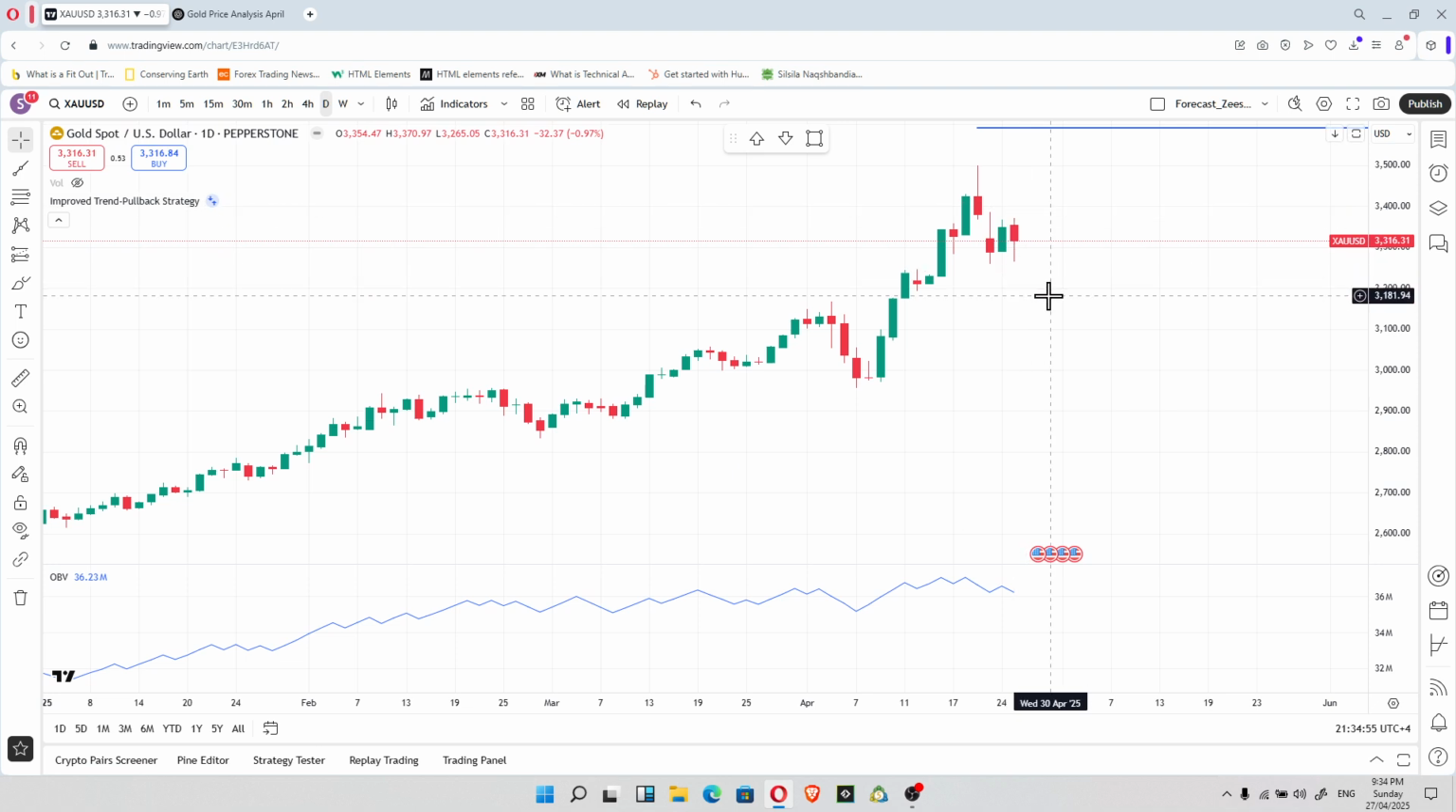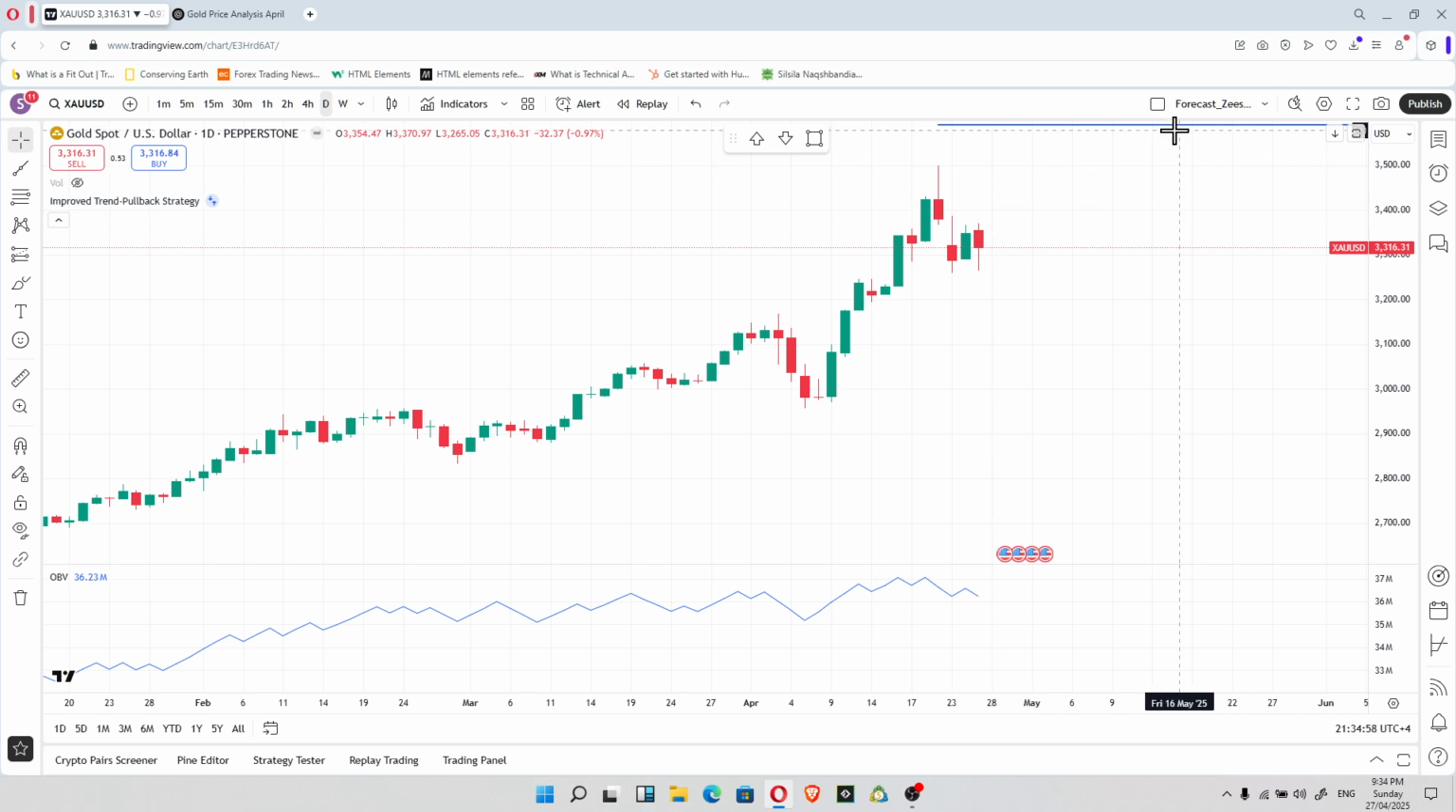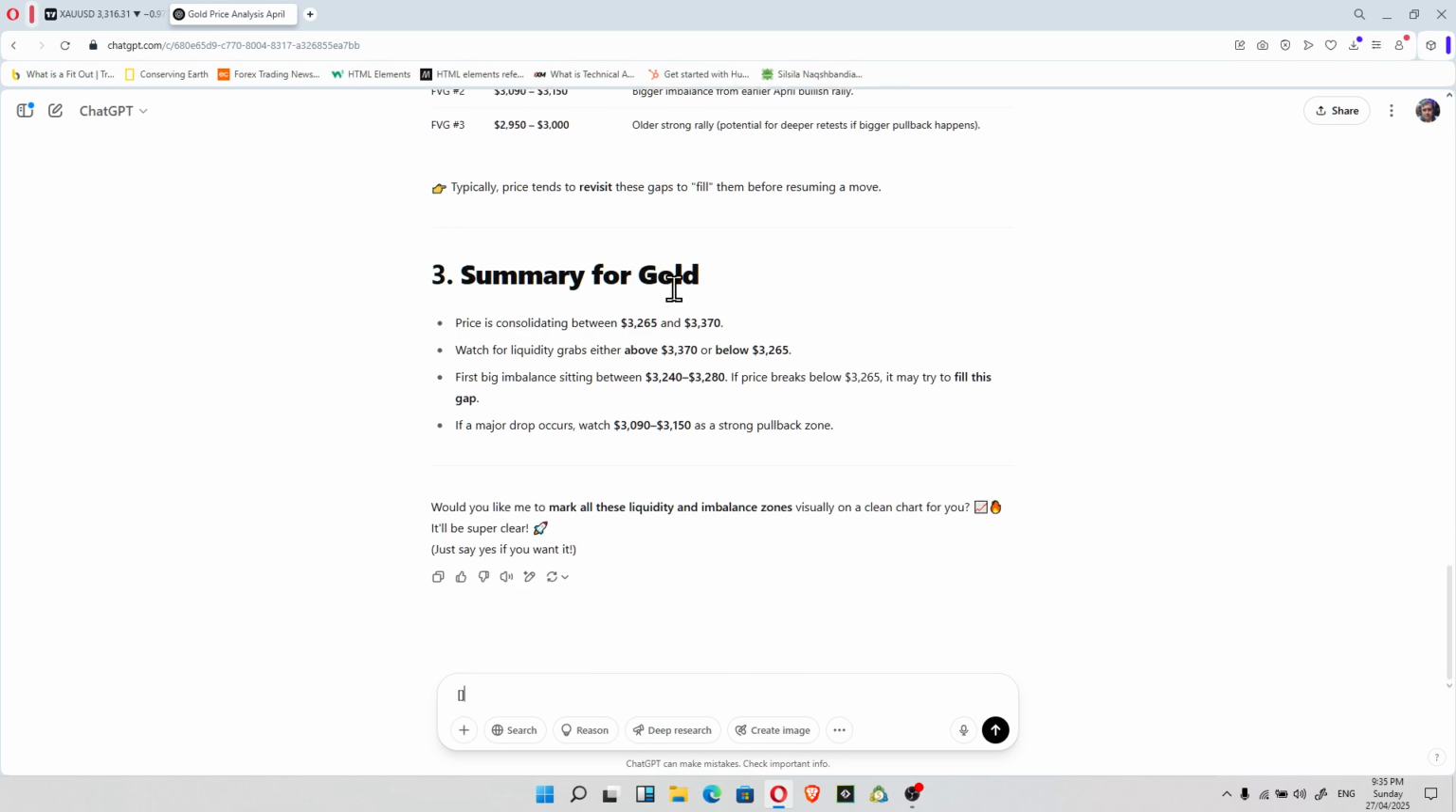As per our forecast, the upcoming level is around here on the daily chart. We just made a summary forecast with ChatGPT. If you want to do it yourself, simply grab the chart from TradingView, your platform, or anywhere, and give the data to the AI so it can do whatever technical analysis you want. Now price is consolidating between 3370 and 3265. Liquidity grabs either above 3370 or below 3265, with first the imbalance sitting between 3240 and 3280.